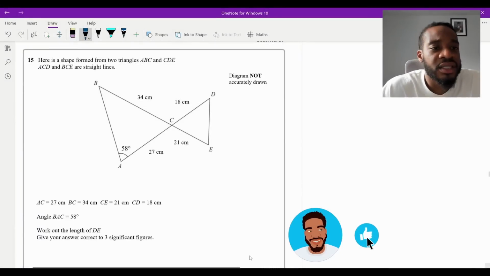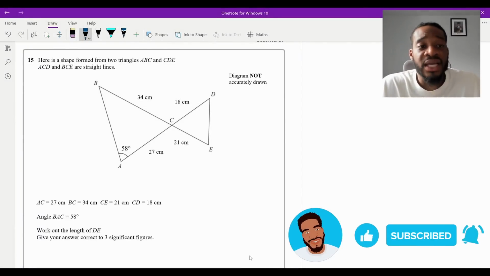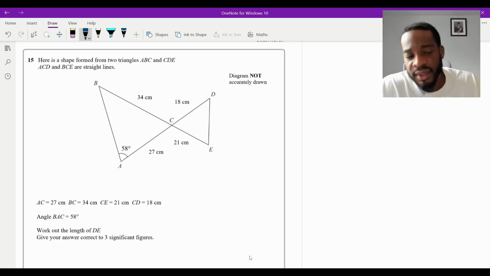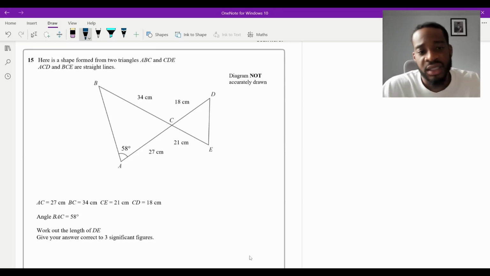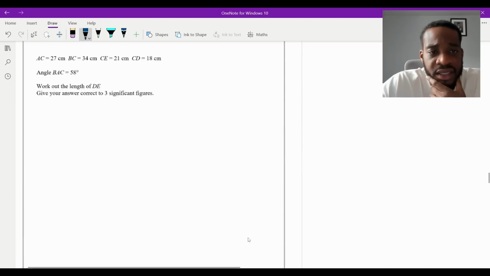Okay, so question 15 says, here is a shape formed from two triangles, ABC and CDE. ACD and BCE are straight lines, okay? AC is 27 centimeters, BC is 34 centimeters, CE is 21 centimeters, and CD is 18 centimeters. Angle BAC is 58 degrees. Work out the length of DE, give your answer correct to three significant figures, and this is a 5 marker, I believe. Yes, it's 5 marks.